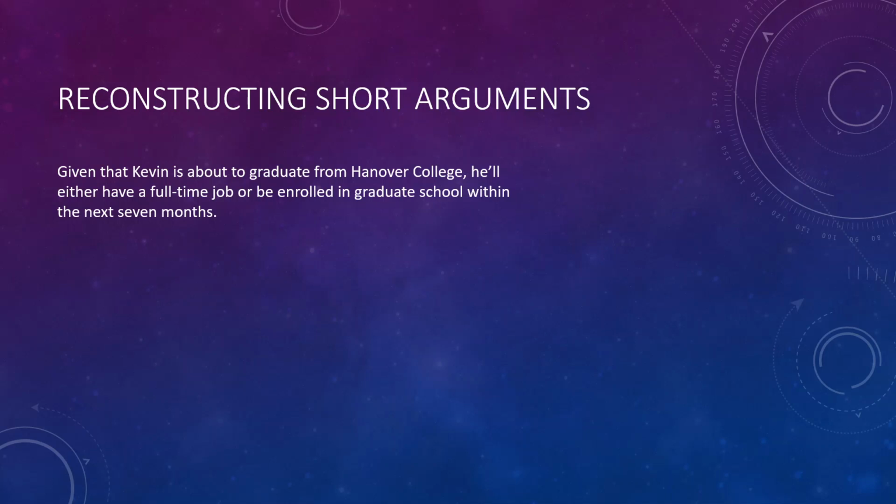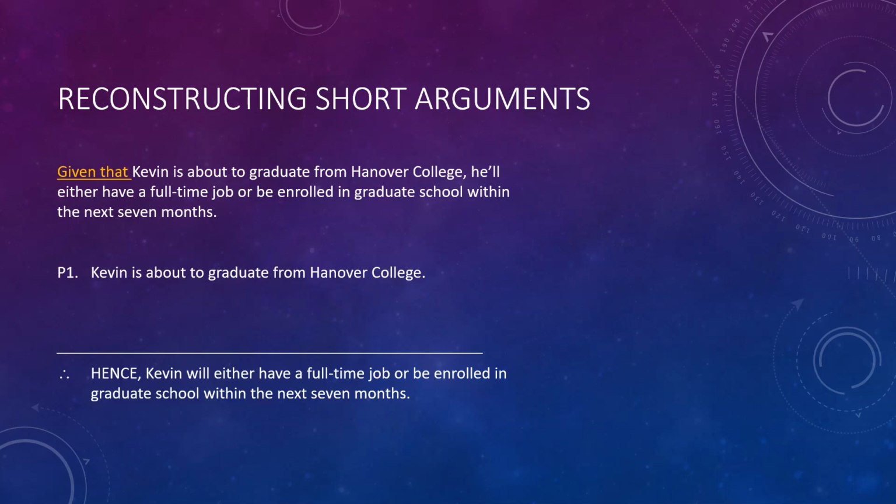Let's begin by looking for any premise or conclusion indicator words, and we do have one. Given that. Given that is a premise indicator word. It's the starting point of an inference. So given that, that's our premise. Here's how we would put the argument in standard form, at least the parts that are explicitly stated. Premise 1, Kevin's about to graduate from Hanover College. Conclusion, Kevin will either have a full-time job or be enrolled in graduate school within the next 7 months.